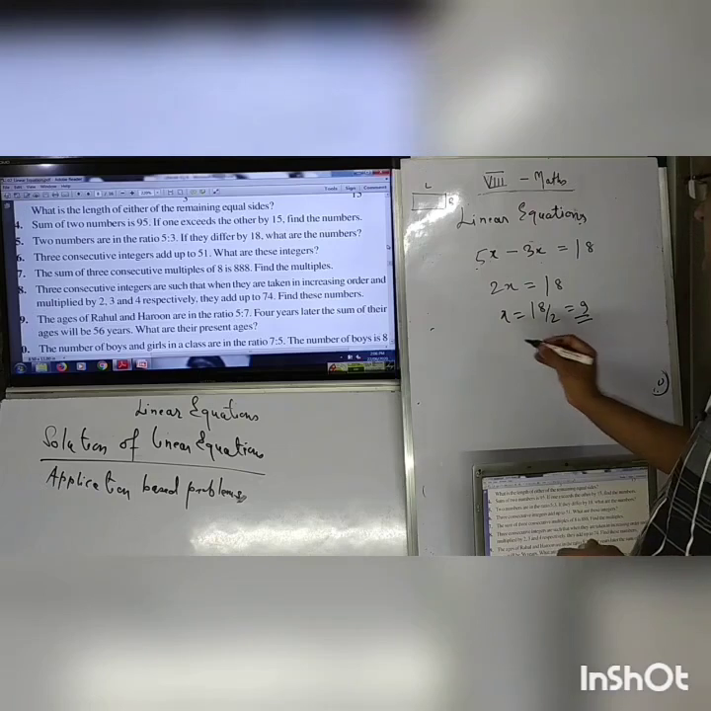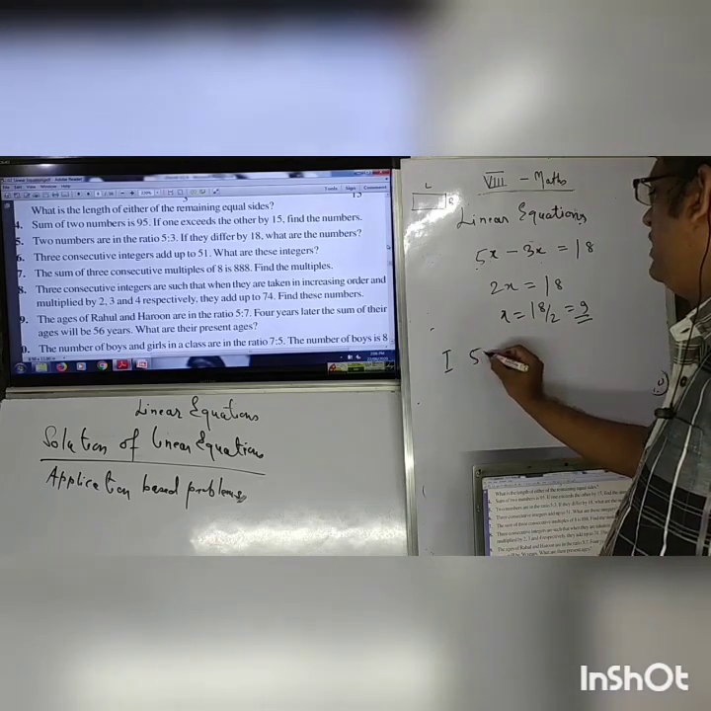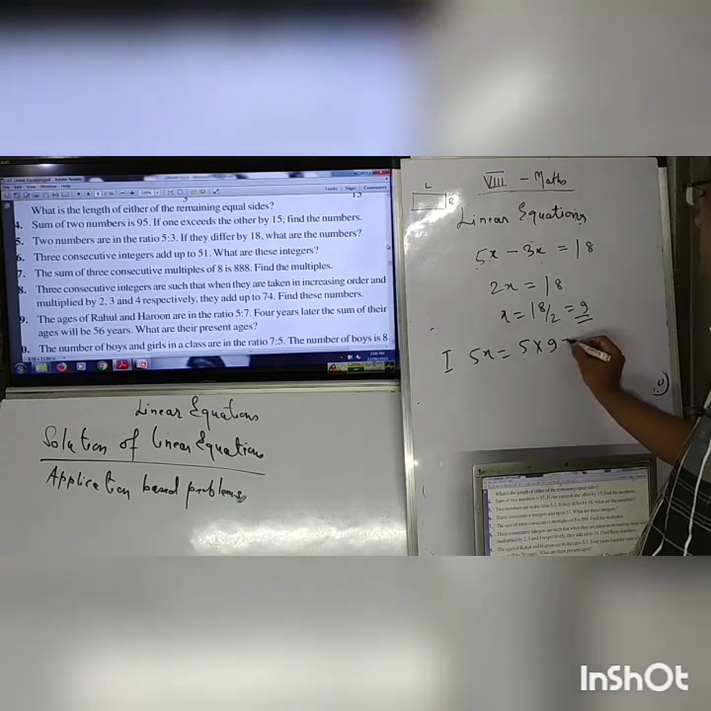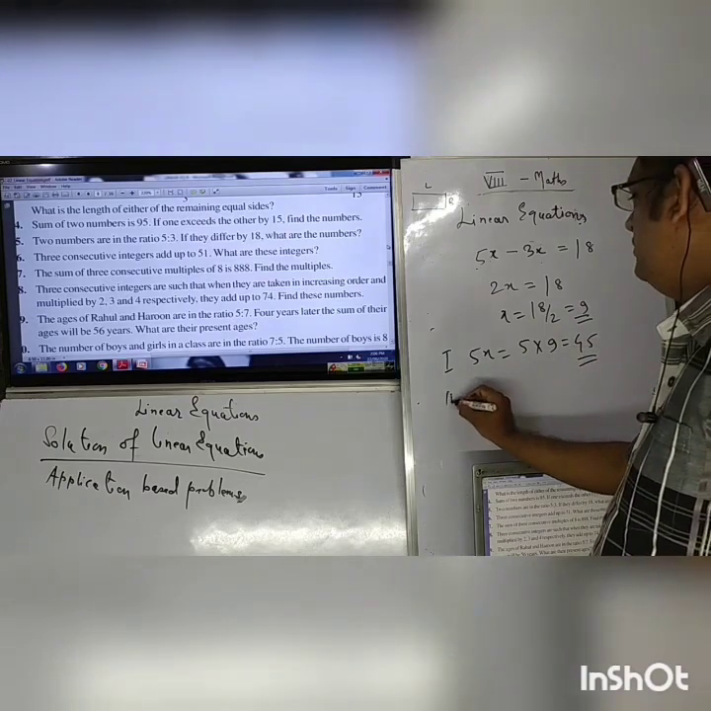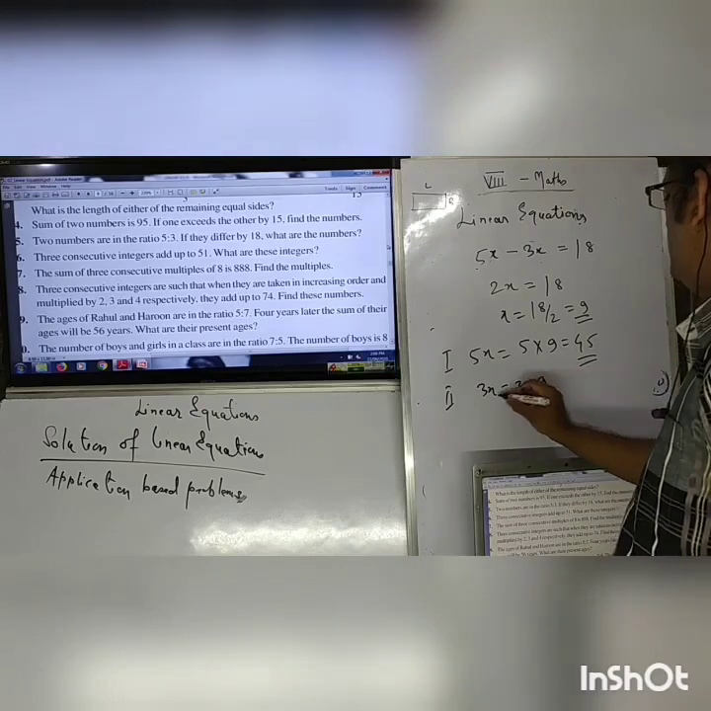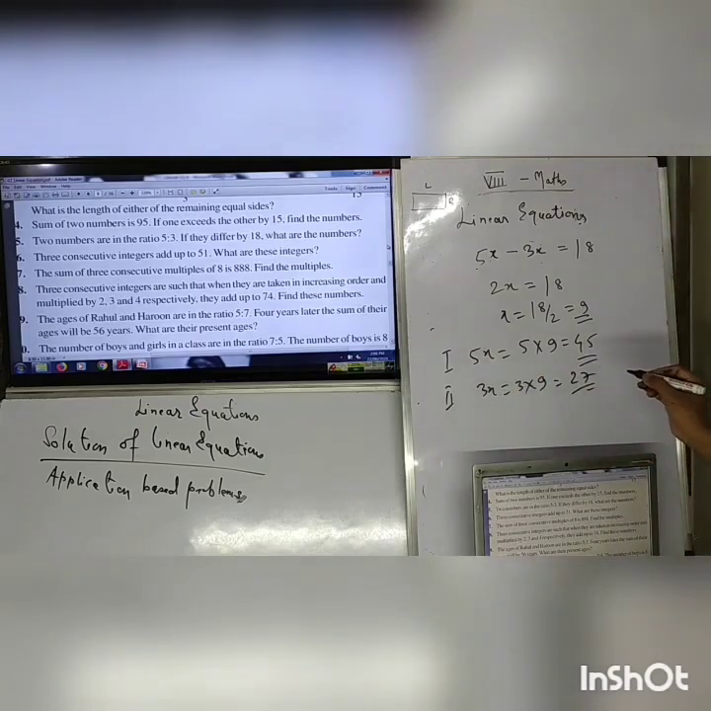X equals 9. It means the first number is 5x, with x equal to 9. So it is 5 into 9, that is 45. The second number is 3x, which means 3 into 9, that is 27. So these two numbers are 45 and 27.